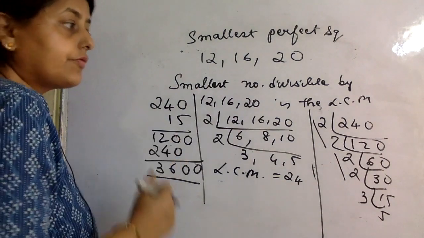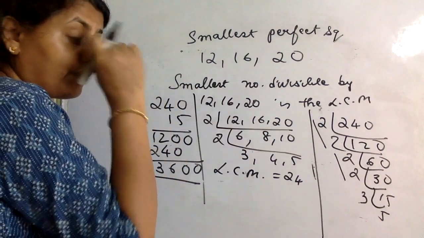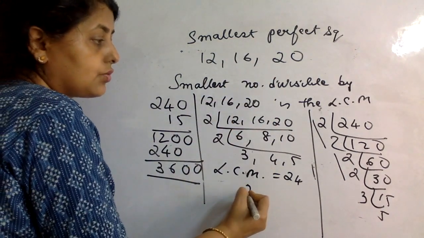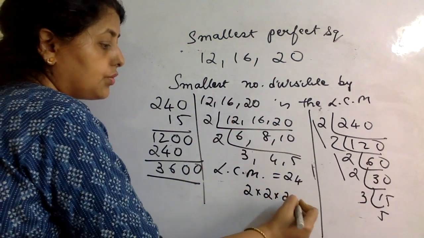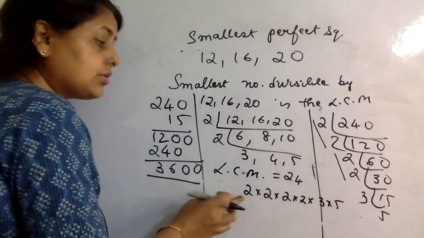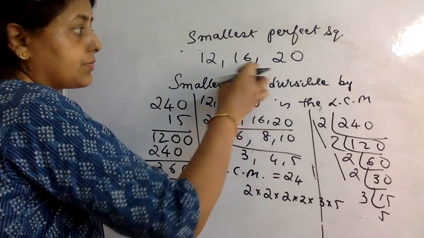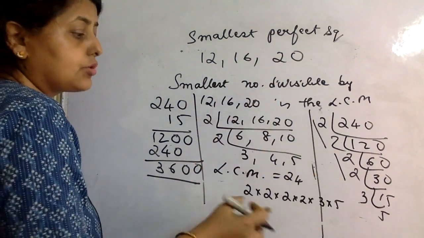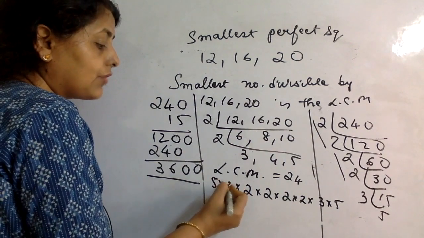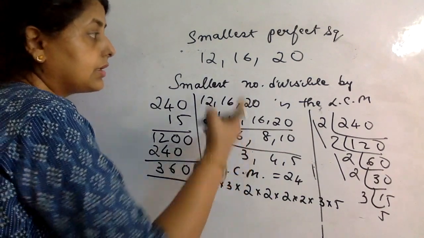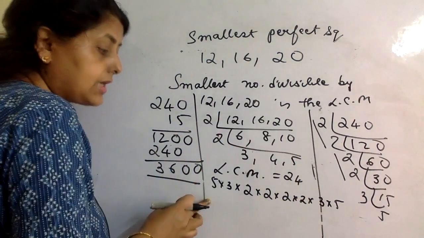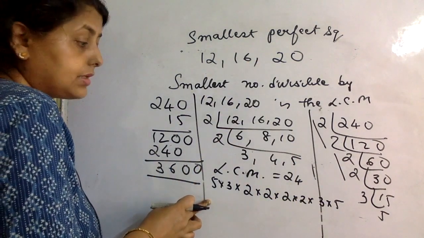Now if you still have confusions, let me tell you, 240 is divisible by these three numbers. If I write 2 into 2 into 2 into 2 into 3 into 5, this is also divisible because I have written down the factors. Because 240 was divisible. Now if I add one more 5 and one more 3, these three numbers are still able to divide this individually, isn't it?